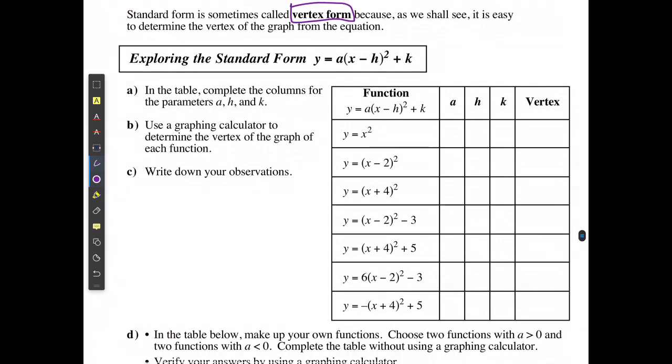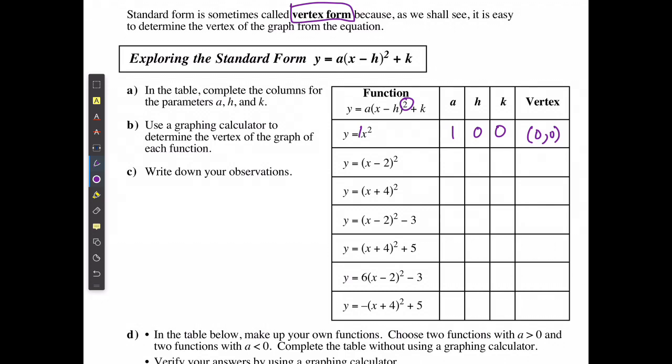So, in the table, we're going to complete the following using our graphing calculators. For the first one, I see that the coefficient of x squared, or whatever is squared, is just going to be 1, which means I have an a value of 1. I don't have any number inside the brackets, and I don't have a constant at the end, which means the other 2 points are going to be 0 and 0. When I graph this out, I get a vertex at the point of 0 and 0.